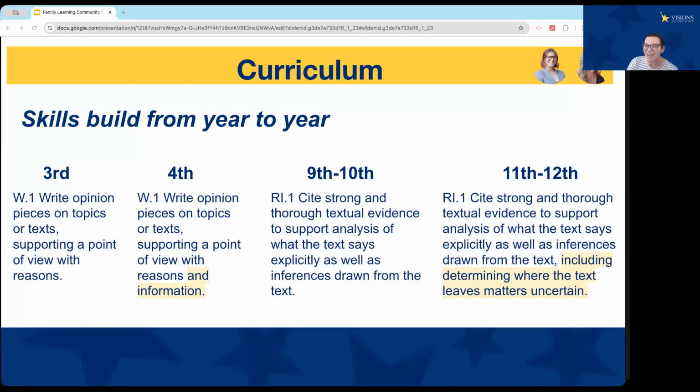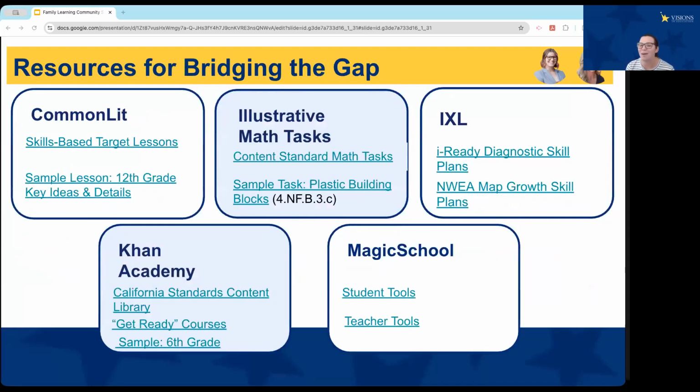So there are resources to help with bridging those gaps. And so Kristen and I are going to talk about a couple of them here. The first is Common Lit, and Common Lit has skills-based targeted lessons. And here's a specific example of one here that focuses on key ideas and details to really get into honing in on that skill and providing students opportunities to engage with it at a rigorous level.